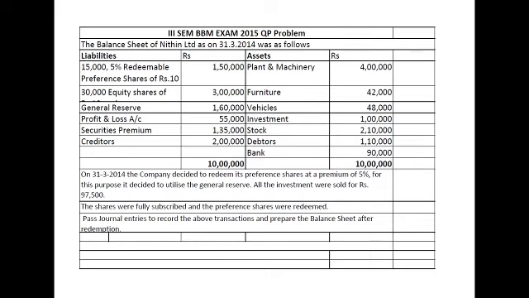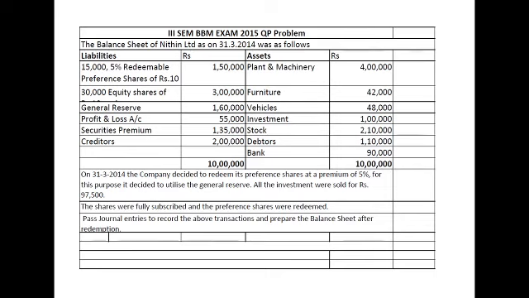So the balance sheet of Nitin Limited is given. On the liability side, they're having 15,000 redeemable preference shares of rupees 10 each, 1,50,000. And existing equity shares they're having 3 lakh, and in the general reserve they're having 1,60,000. Profit and loss account balance 55,000 they're having. Securities premium also they're having 1,35,000. And creditors, and also some information they have given in the asset side.